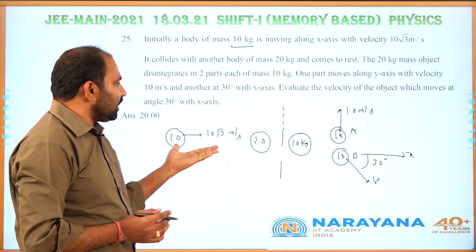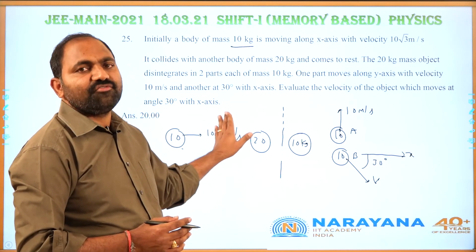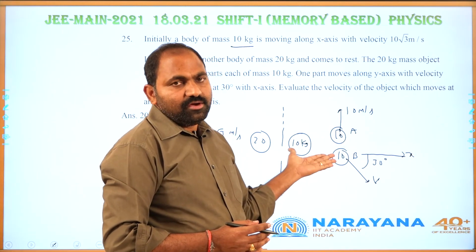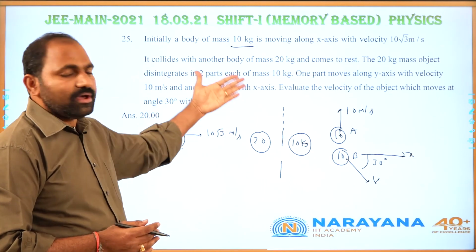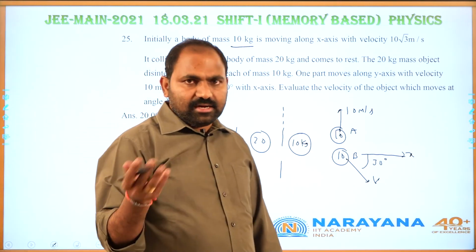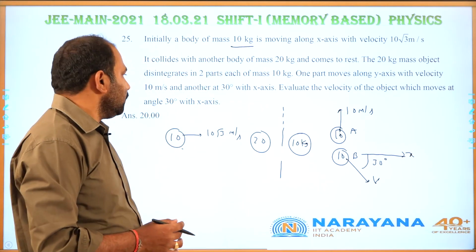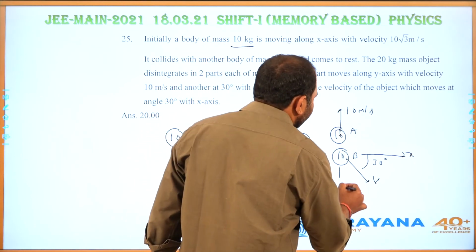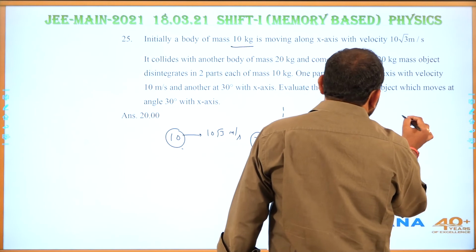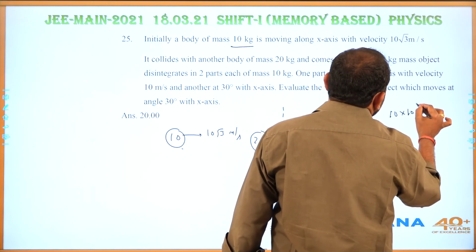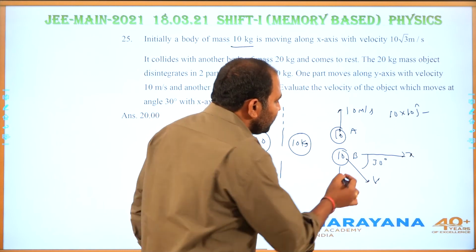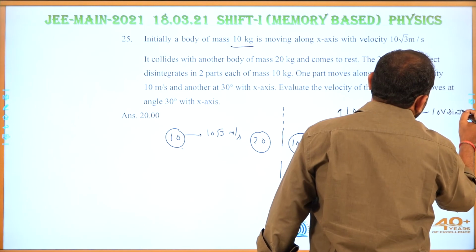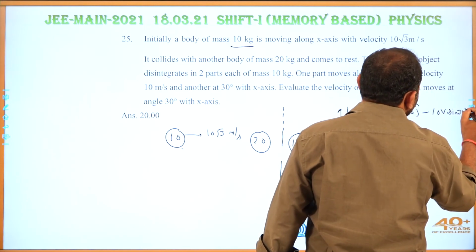It is clear from the given situation, there is no y component of momentum initially. Even after collision also, there should be no y component of momentum. From the conservation of linear momentum, as there are no external forces acting on the system, we can conserve the y component of momentum, initial and final. Initial y component of momentum is 0, finally also it should be 0. So the final y component of momentum of the system is 10 into 10 j cap minus 10 V sin 30 j cap. It should be equal to 0.